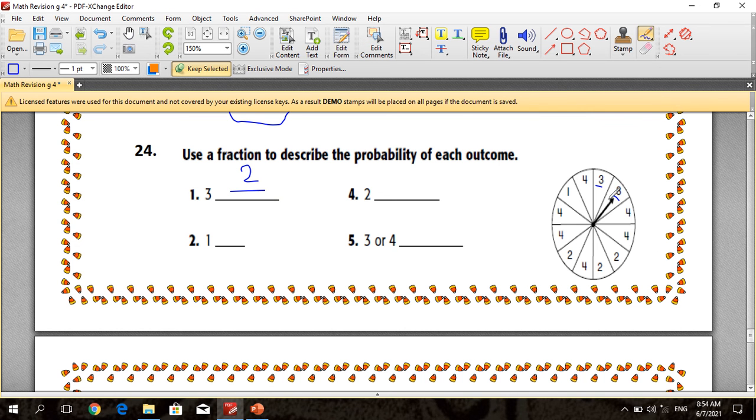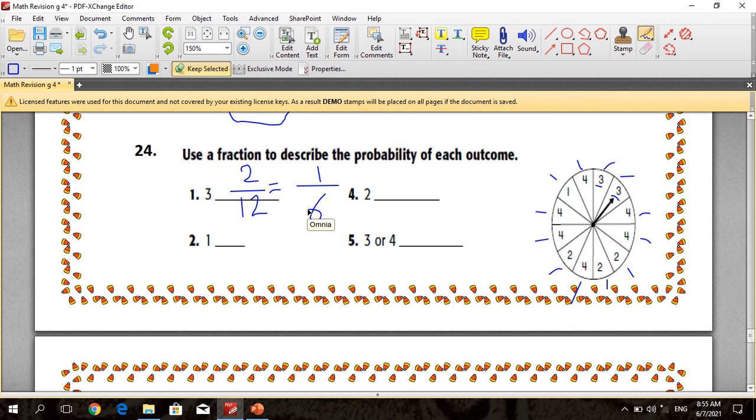We don't know the total number here, so we need to count. Count with me. 1, 2, 3, 4, 5, 6, 7, 8, 9, 10, 11, 12. So the answer will be 2 over 12. If you want to make it simpler, we can divide 2 and 12 by 2. 2 divided by 2 equals 1, and 12 divided by 2 equals 6.